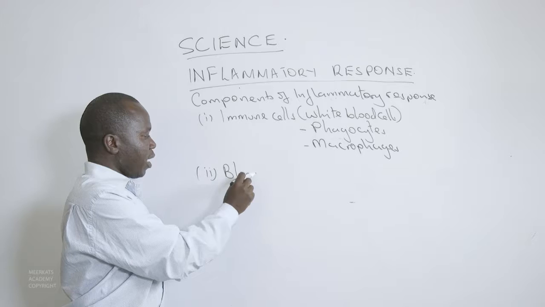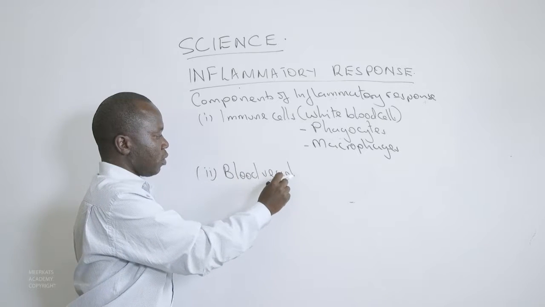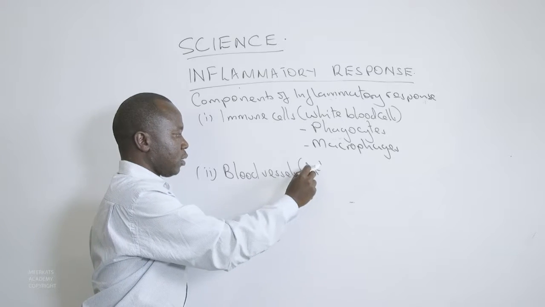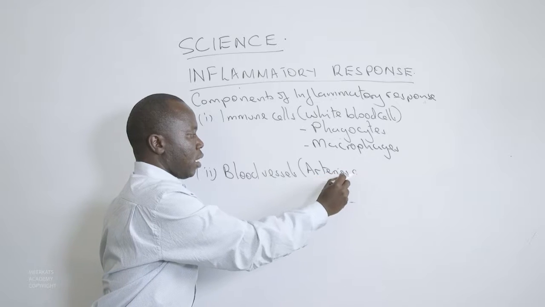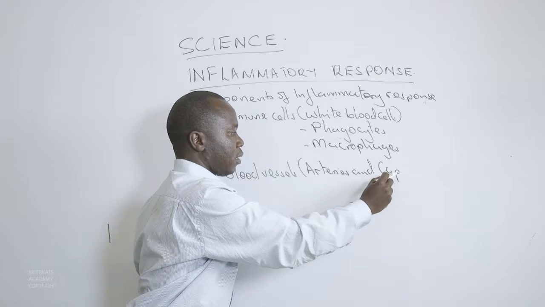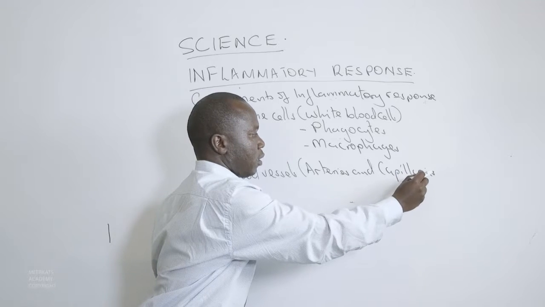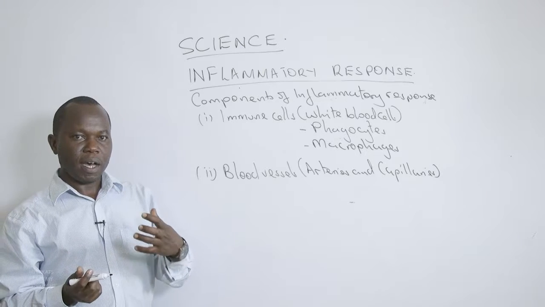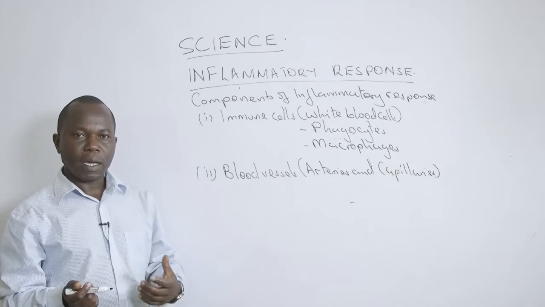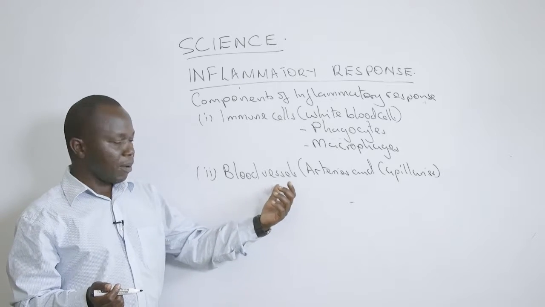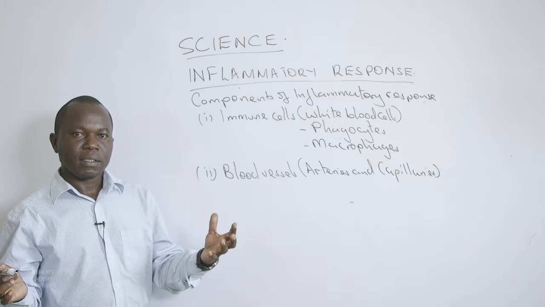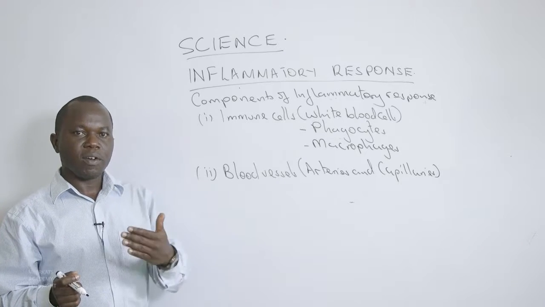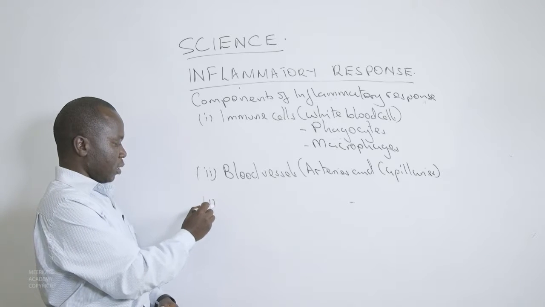Also, we have blood vessels, specifically the arteries and capillaries. Because when the body is exposed to a harmful stimulus, one of the things that happens is that the blood vessels will dilate. In other words, there will be overdilation of blood vessels. We are going to find out why overdilation is important.